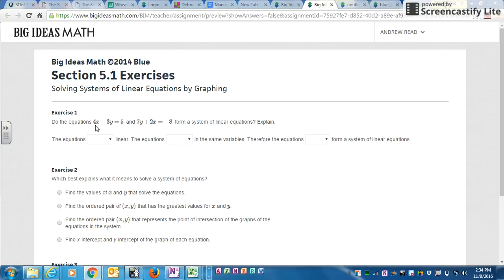So do the equations 4x minus 3y equals 5 and 7y plus 2x equals negative 8 form a system of linear equations? So the equations are linear. So this would be a line if I graphed it, and this would be a line. In order for them to be linear equations, they both have to be lines. The equations are in the same variables, x y, x y. Therefore, the equations do form a system of linear equations.